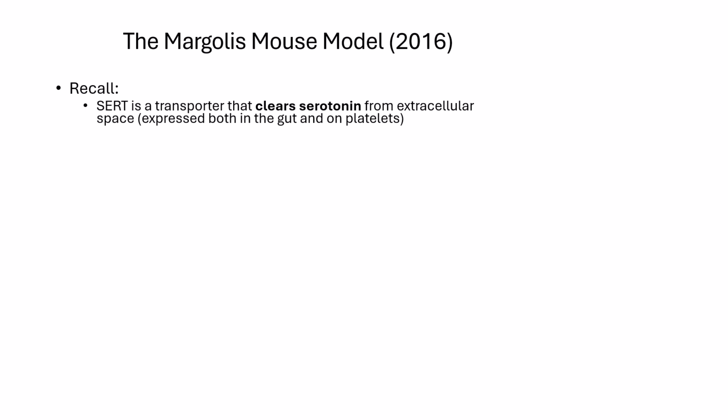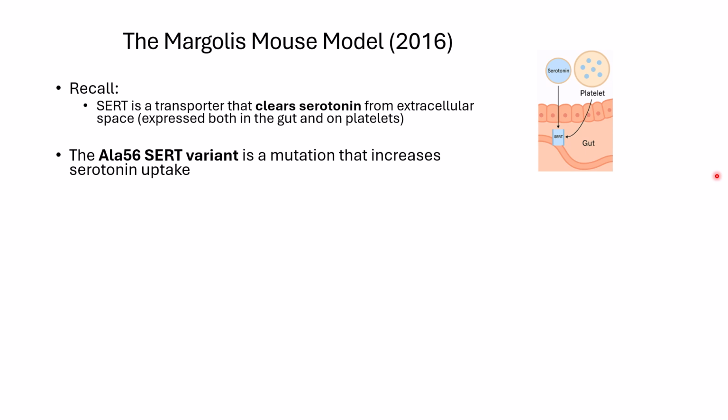So, as I said before, SERT is a transporter that clears serotonin from the extracellular space, which is expressed both on the gut and the platelets. So SERT is expressed in multiple places. And then there is this IL-56 SERT variant, and it is a mutation that increases serotonin uptake. That can lead to hyperserotonemia, or high blood serotonin, because, once again, if it's overexpressed, platelets are sucking out a lot of the serotonin from the gut. Therefore, you see a lot of serotonin in the blood and not enough remaining in the enteric nervous system in the gut to actually help grow the enteric nervous system.